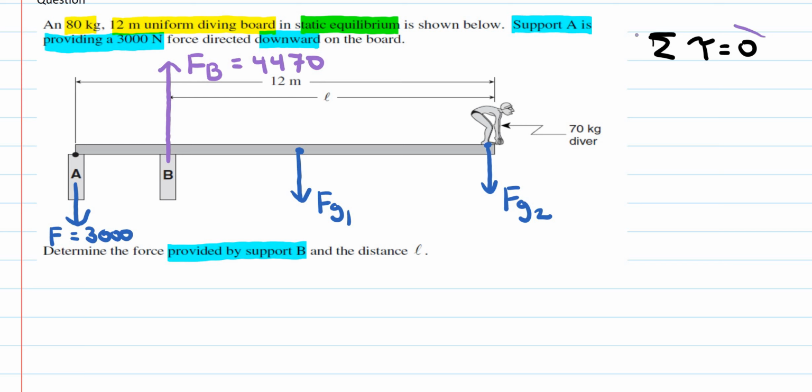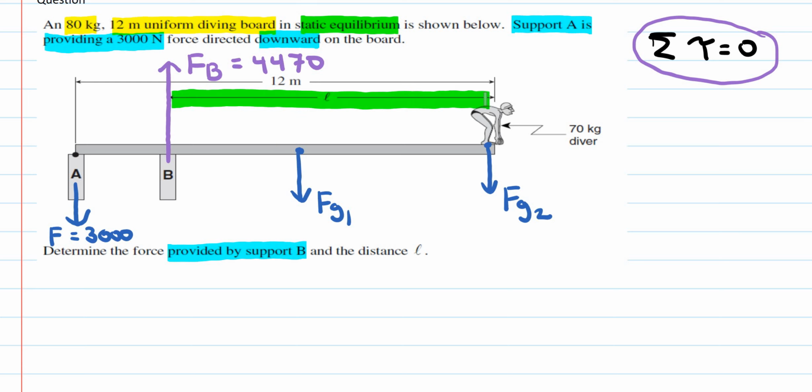Now we want to attack this problem using the sum of the torques being equal to 0. That right there is rotational equilibrium. So now we need to find a pivot point, because our goal here is to find this distance L. You want to find a very good pivot point here. You do have a few options here. So I'll put my pivot point at the very end here.